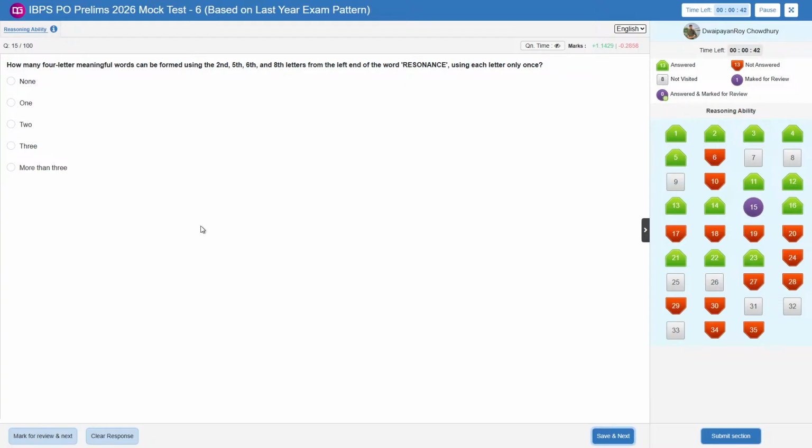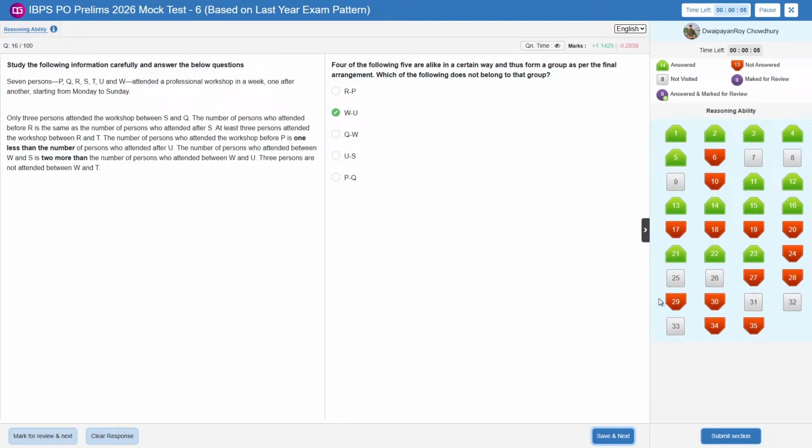Meaningful word from the second, fifth, sixth, and eighth. Nace, cane. Is it a word? Acne. I think more than one. How many four-letter words? Acne, cane. I think two. I'll just go with two.